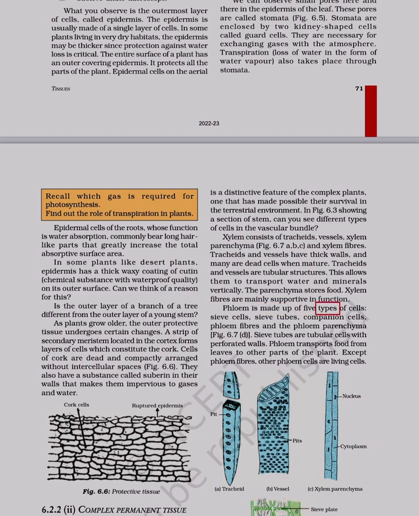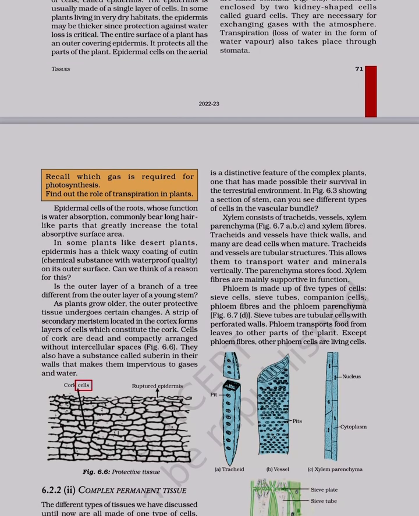Phloem is made up of four types of cells: sieve tubes, companion cells, phloem fibers and the phloem parenchyma, figure 6.7d. Sieve tubes are tubular cells with perforated walls. Phloem transports food from leaves to other parts of the plant. Except phloem fibers, other phloem cells are living cells.